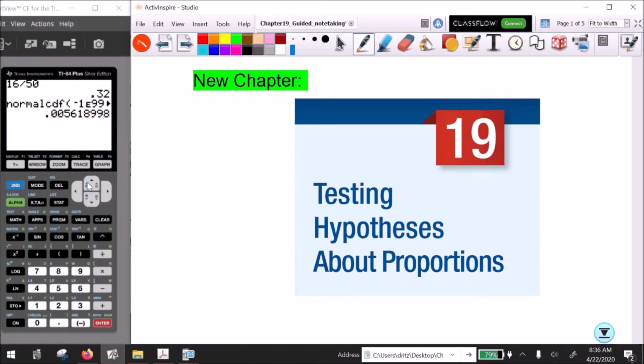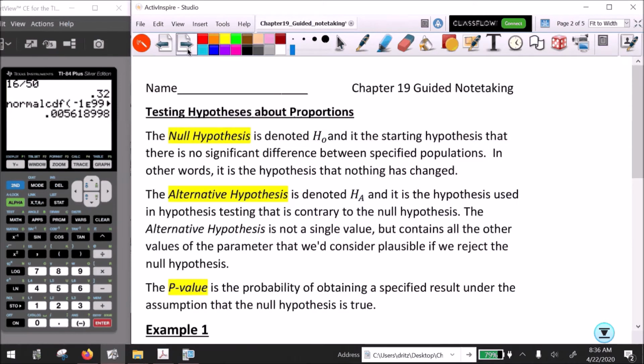In this video we're going to start our new chapter, chapter 19, testing hypotheses about proportions. We're going to go through this guided note-taking worksheet and answer two examples.